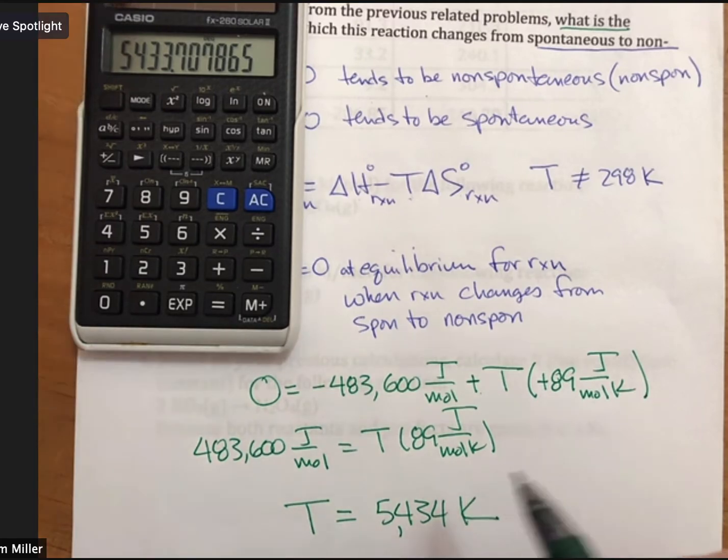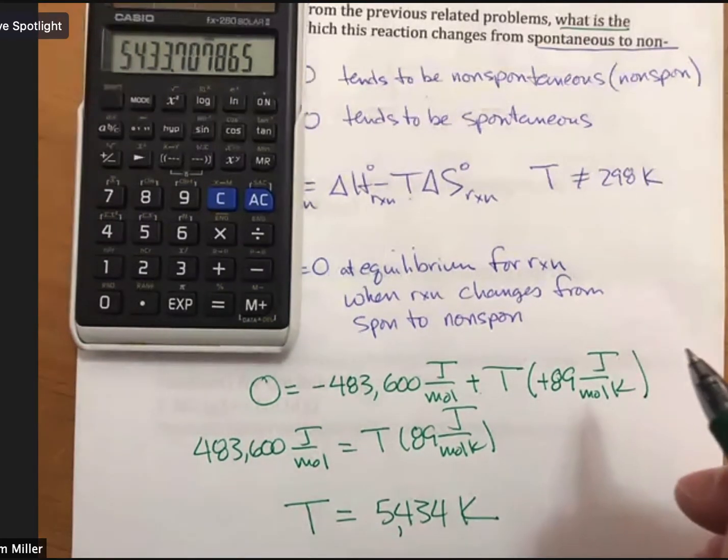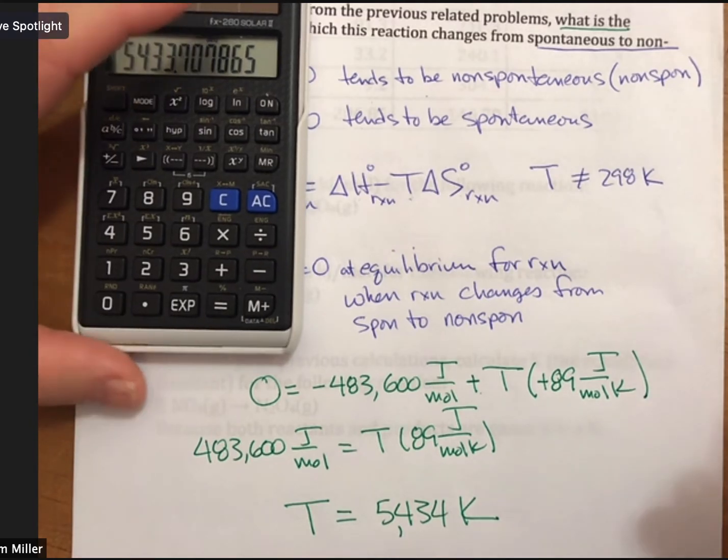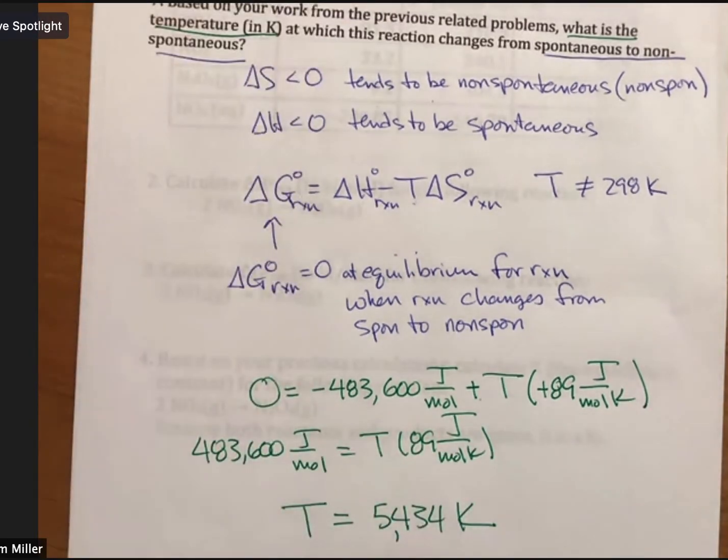So we don't have to worry about this reaction changing from spontaneous to non-spontaneous at any temperature that we're used to. But if you were studying conditions in space, say, or in stars, you might want to think about whether or not this reaction would really be spontaneous. Okay. That was a long problem. Any questions about it?